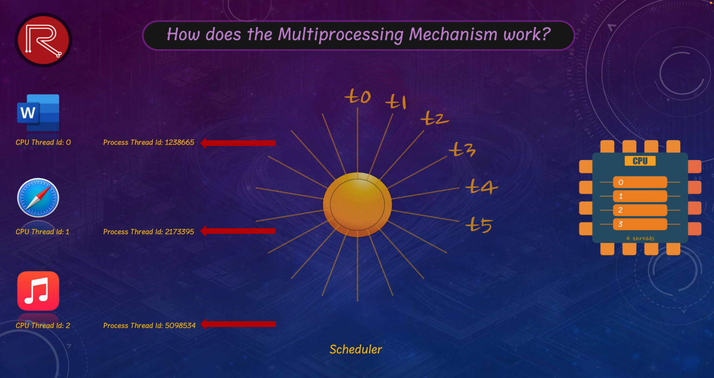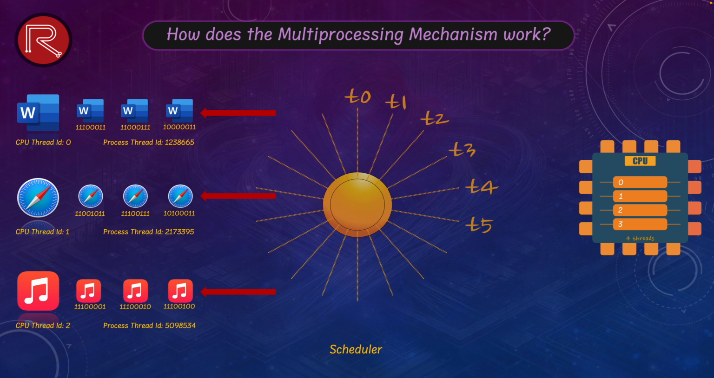Now, to run each process, the scheduler divides each process into chunks of bytecodes that vary in length. Each chunk is expected to be processed at a defined time under demanding timelines calculated in nanoseconds.